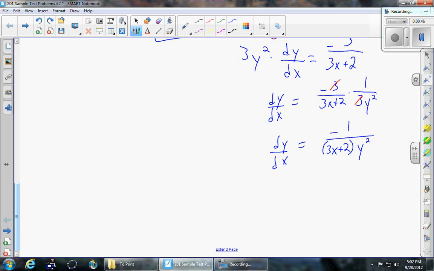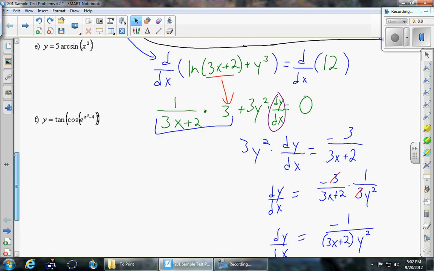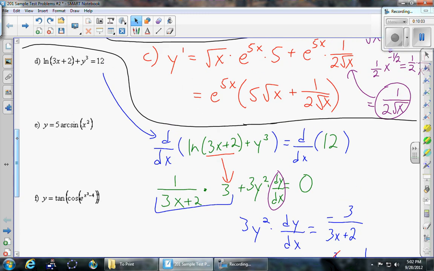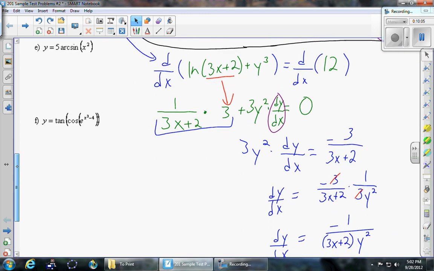And it is quite common when you're doing implicit differentiation for the final answer to have not just x in it, which we're used to, but also to have y in it. So don't be frightened by that. It happens almost all the time we do implicit differentiation. Okay, so that was part D. Let's move on to part E.